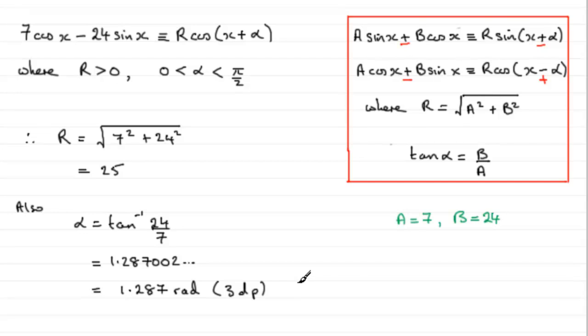Okay, so to answer the question, we've got to express this then in this format. So we could say that therefore 7 cos x minus 24 sin x is identical to r being 25, cos(x plus alpha), and alpha we've approximated to 1.287 then, and that's in radians. Okay, there you go.